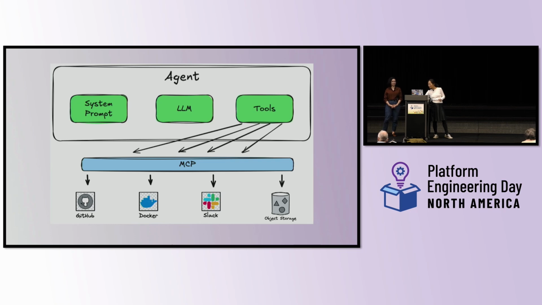And this is a simple diagram of agents running in kagent, and it could be outside of kagent. It's a very generic agent concept, where the agent is composed of a system prompt, a connection to a large language model, and the tools. And the tools can be MCP tools for your GitHub, for your Docker, or for your Slack.